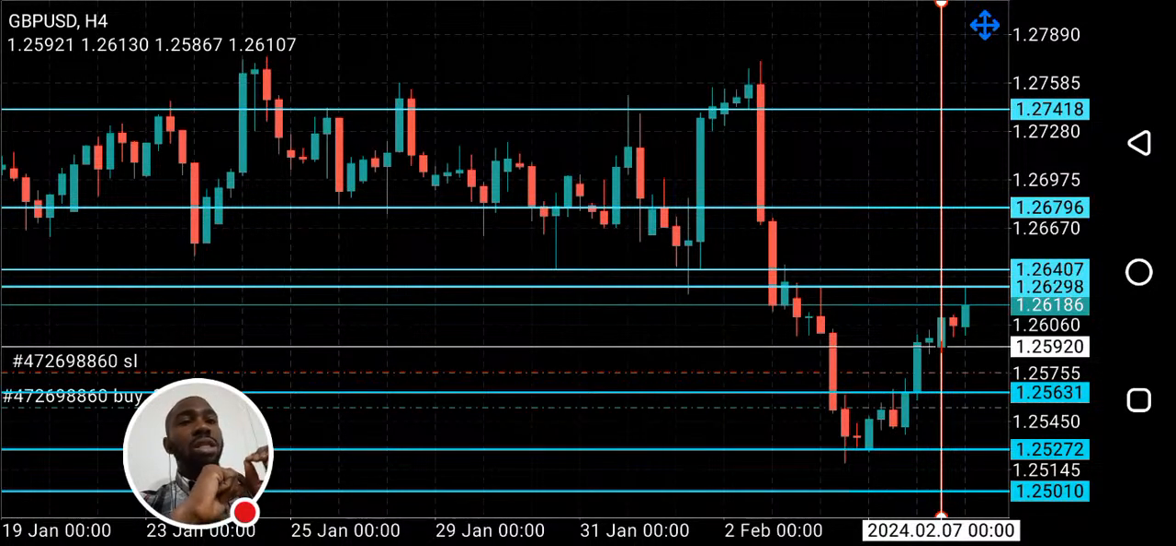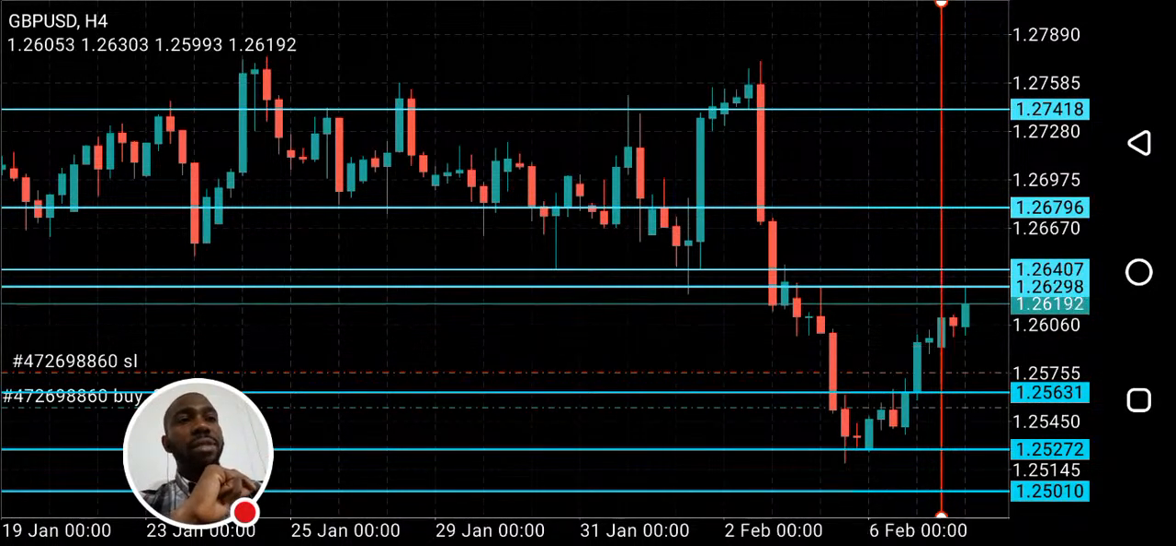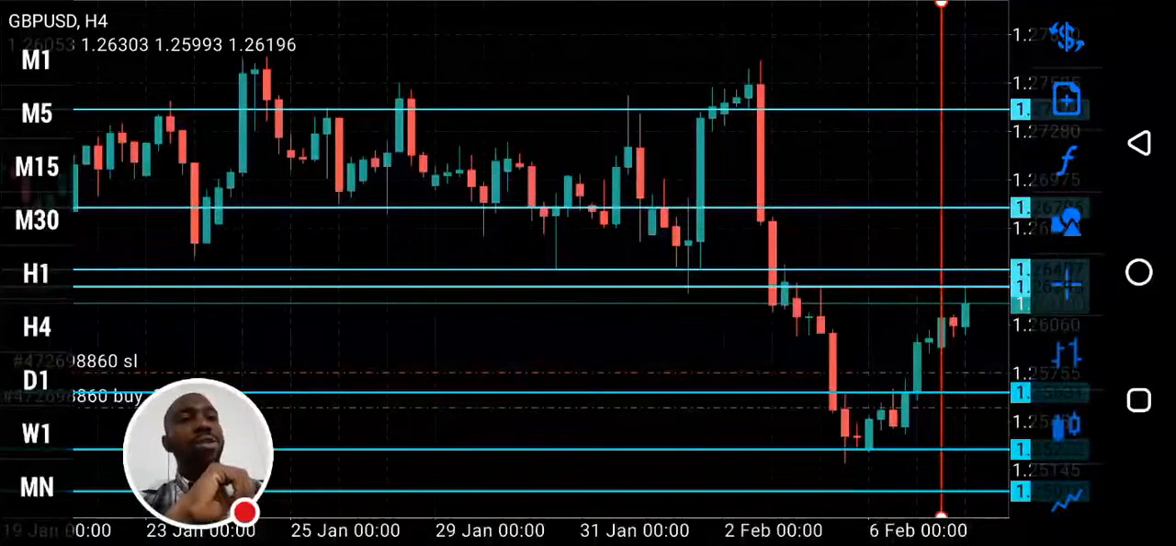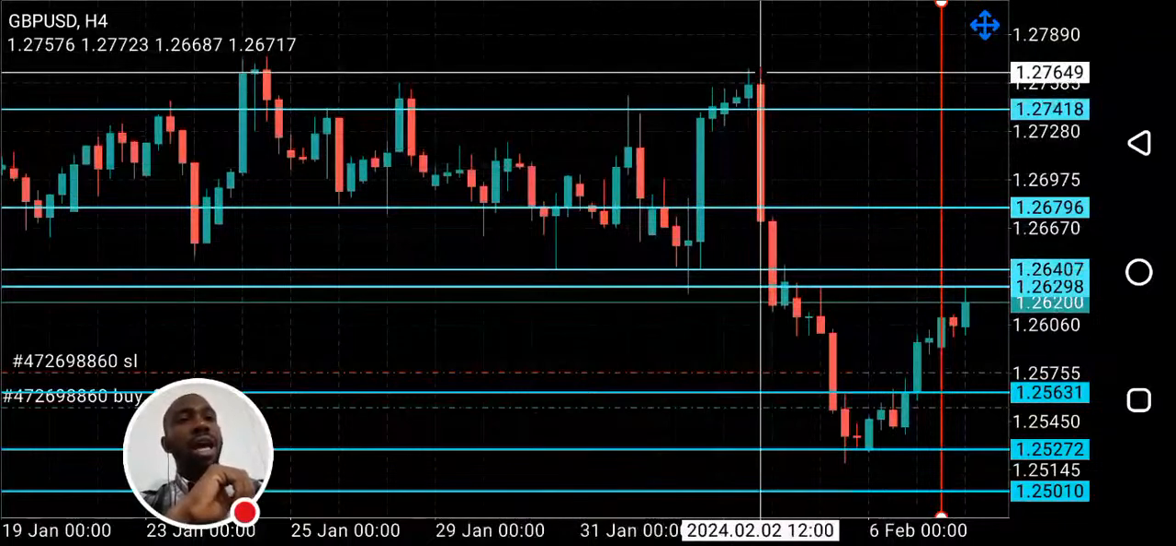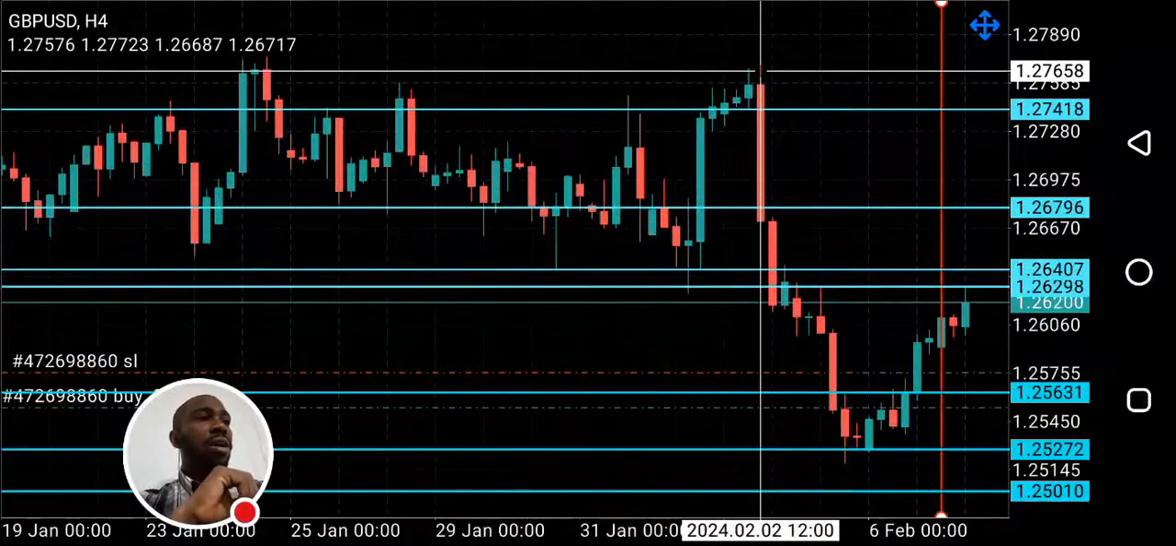So GBP USD is bullish at the moment, and like I said, it is likely going to clear the liquidity at this previous high. Yeah, we'll look at gold in a few minutes.